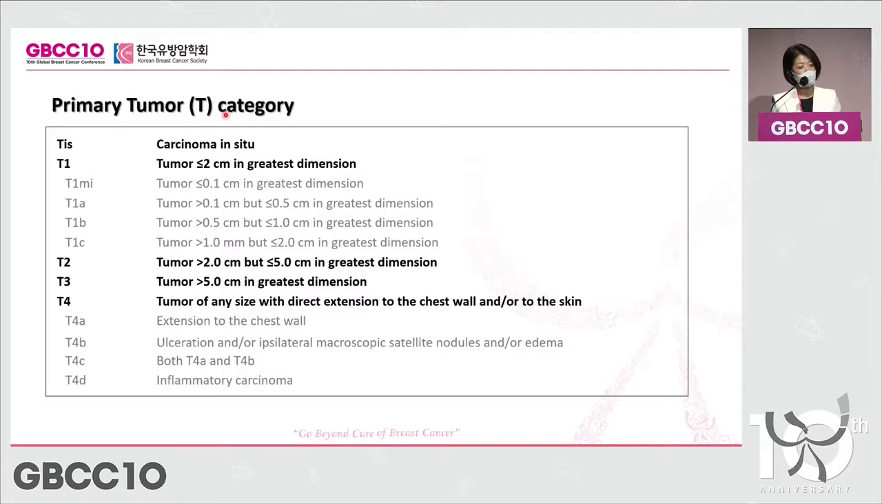So the first thing that we do at pathology is identifying the primary tumor category, and that is basically based on the size. So carcinoma in situ, we categorize it like this, and then T1 is less than 1 centimeter, and for T2, it is from 2 centimeters to 5 centimeters. T3 is over 5 centimeters in size. And for T4, it is in the case of tumor of any size with direct extension to the chest wall or onto the skin.